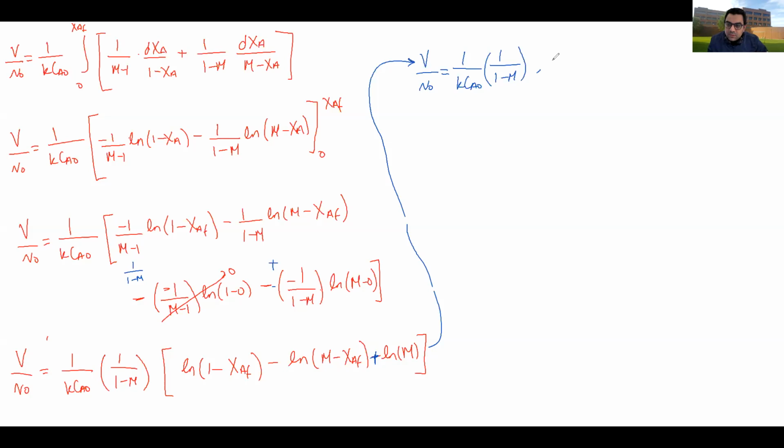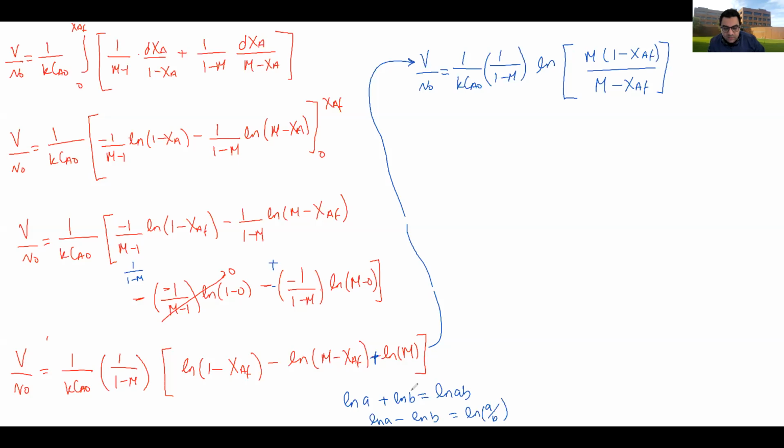So this becomes ln. I'm going to just combine all the lns together. So this will be M into 1 minus XAF divided by M minus XAF. And this is similar to the expression we got in the last slide. So remember one thing, ln A plus ln B is equal to ln AB, right? And ln A minus ln B is equal to ln A over B. Okay, this is just a mathematical thing if you forgot it. Just a reminder.